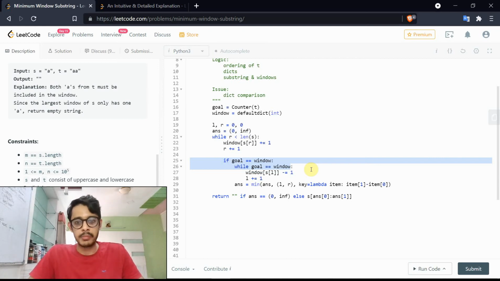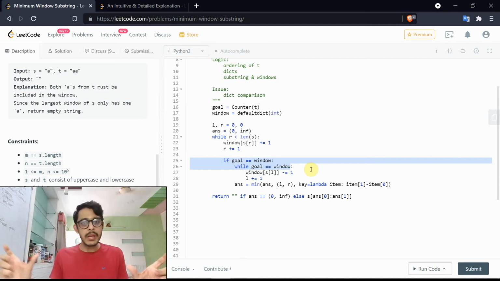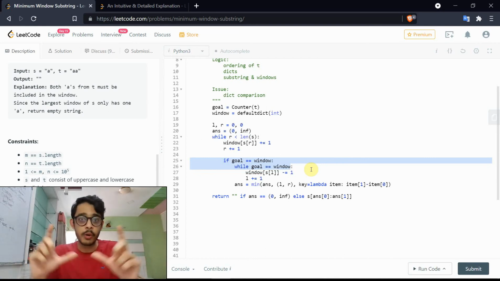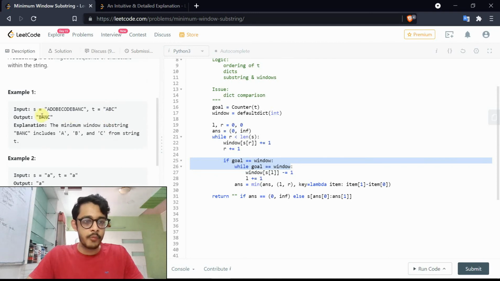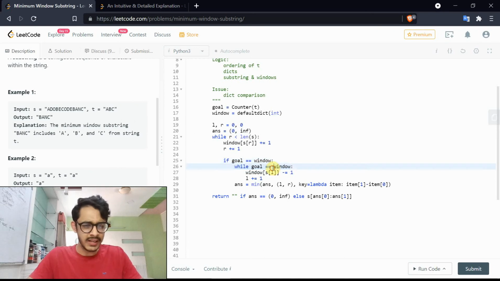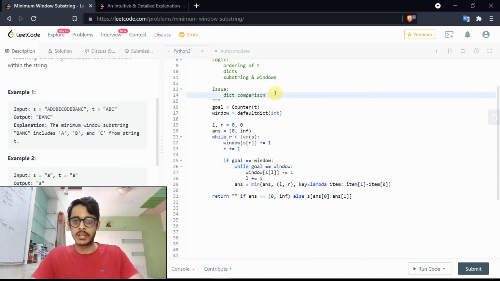Equality is no longer making any sense. The window may be longer than the goal. In a case like this, where B, A, and C was the answer, the length of the window was 4 and the length of the goal was just 3. So equality is kind of off. We need a better way to compare these dictionaries.